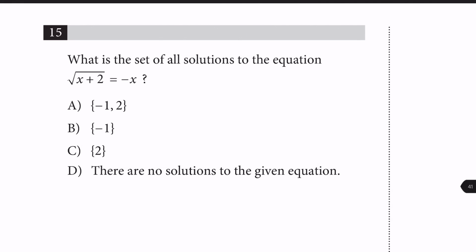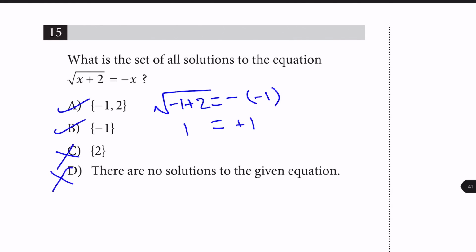Best way to do 15 is by plugging in the values, and you just have to plug in -1 and 2 to see what happens. Let's try -1 first. So if I plug in -1, I get -1 plus 2. That becomes root of 1, and that is 1. On the right hand side, I have negative of -1, and that is also 1. So the first one works. So it's either A or B. C and D are not correct.